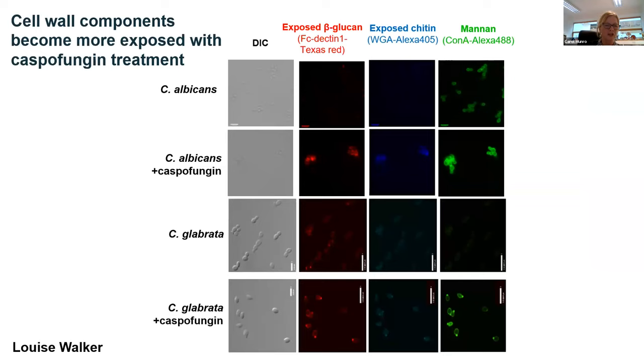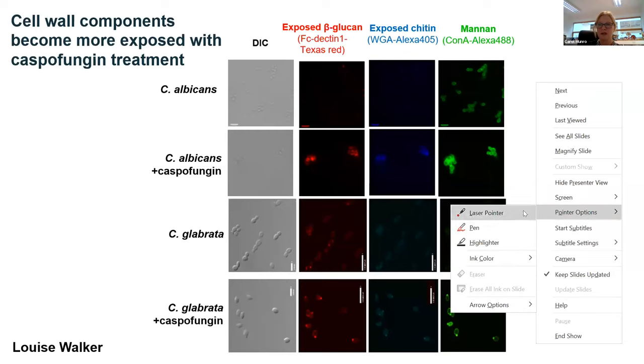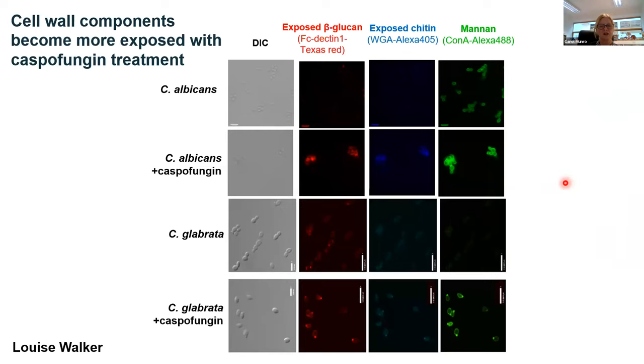And here's examples of when we treat the cells with caspofungin. We can see that for Candida albicans, shown on the top panels, with caspofungin we get more beta glucan exposure, more chitin exposure, and also the mannan becomes more prominent in the cell walls. So we get increased mannan. And we're also seeing the same with Candida glabrata. When we treat with caspofungin, we get higher glucan exposure, a subtle change in the chitin levels, but we do see more mannan in those caspofungin treated cells.